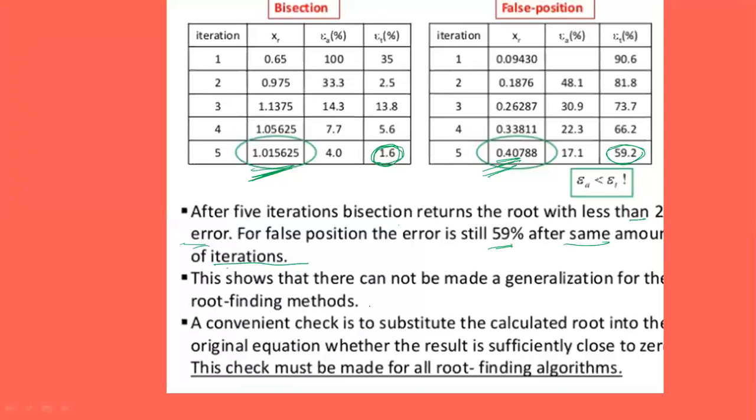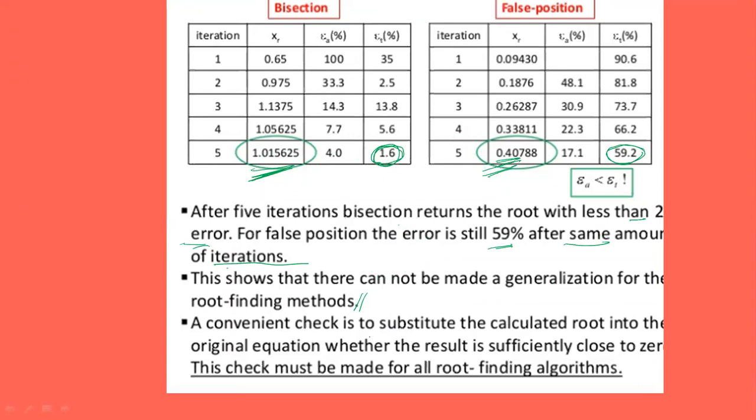So this shows that no generalization can be made for the root finding methods. We can't generalize that the bisection method is best or the regular false method is best. For some problems, the bisection method is better. For some problems, the regular false method is better. See, for the same problem, by comparing the regular false method and the bisection method, you can know the difference.